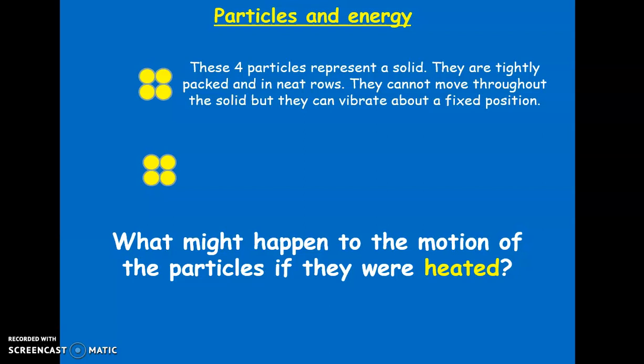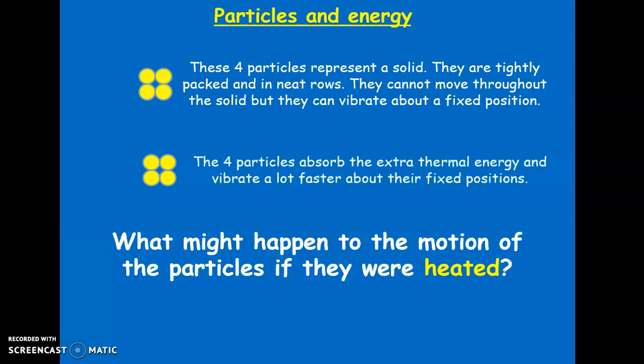Here's the same 4 particles. This time we're heating the object up. You should have thought that the particles began to vibrate faster. They absorb the extra thermal energy that we put in when we're heating, and they vibrate faster about their fixed positions. So heating an object causes the particles to vibrate faster in a solid and move faster in a liquid and a gas.